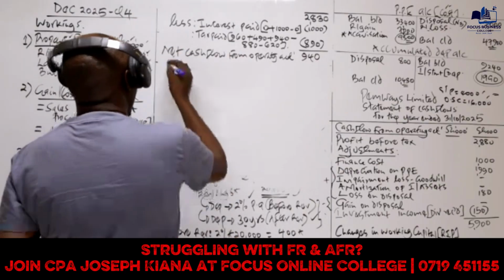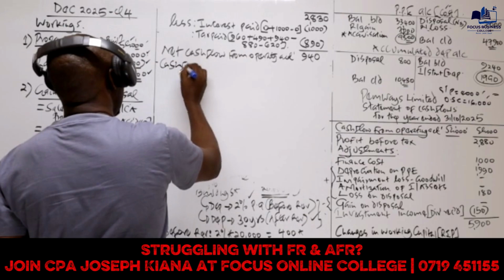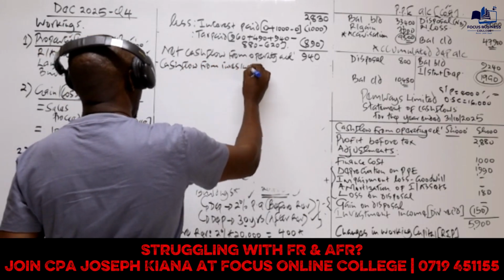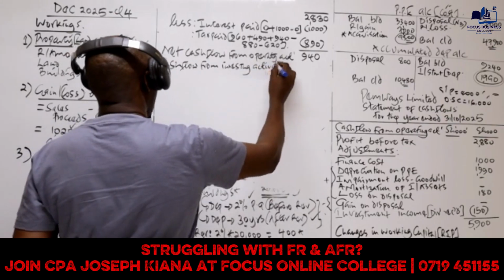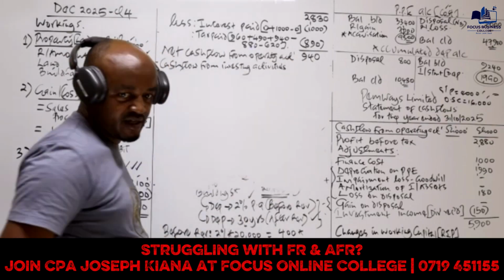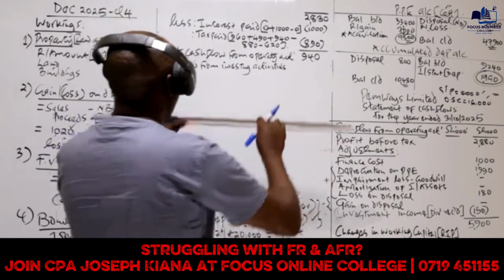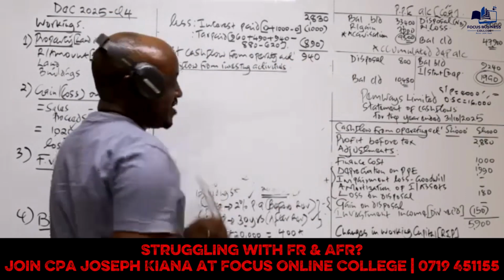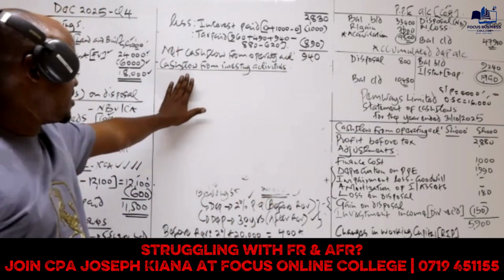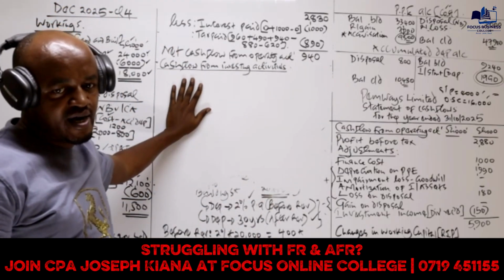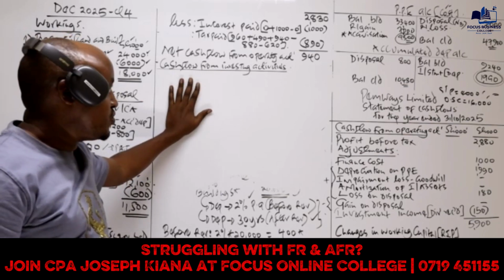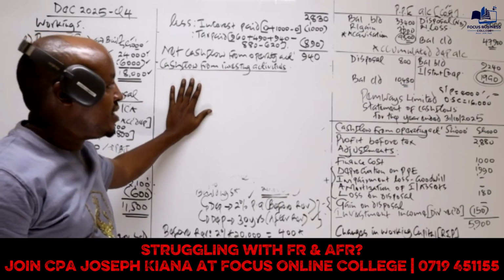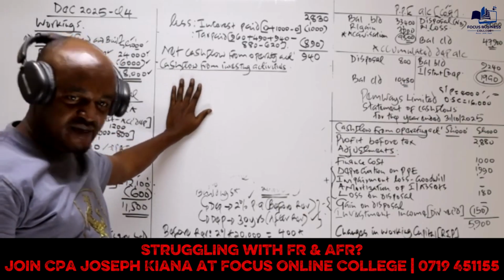investing activities, or basically we determine the cash flow from investing activities, cash flows from investing activities. Now, what do we consider here? Number one, asset which were acquired. Number two, asset which was disposed or sold. And number three, any income generated from investment. That is basically what we consider here.